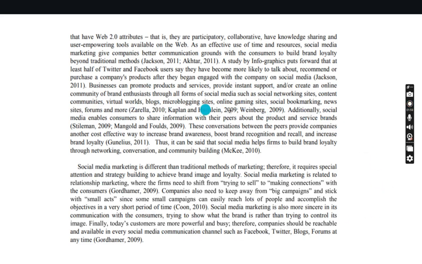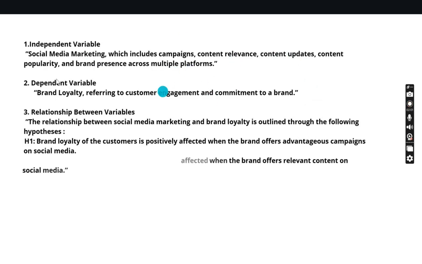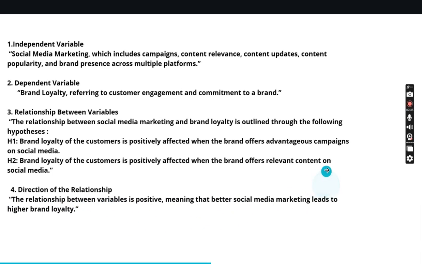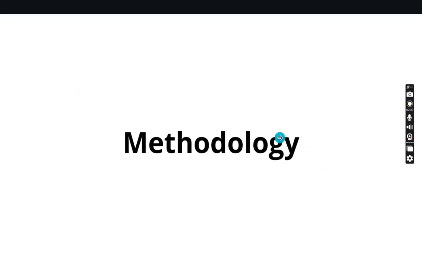There are a lot of citations here, as you can see. And here is the answer. Independent variable is social media marketing, and dependent variable is brand loyalty. Relationship between variables: there's this sentence that explains the relationship between social media marketing and brand loyalty is outlined through the following hypothesis. Brand loyalty, and so on. And then the direction of the relationship between variables is positive, meaning that better social media marketing leads to higher brand loyalty. And the next thing is methodology.